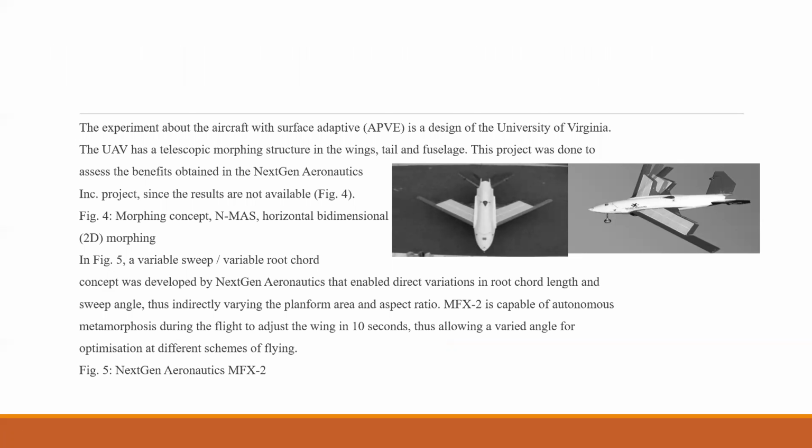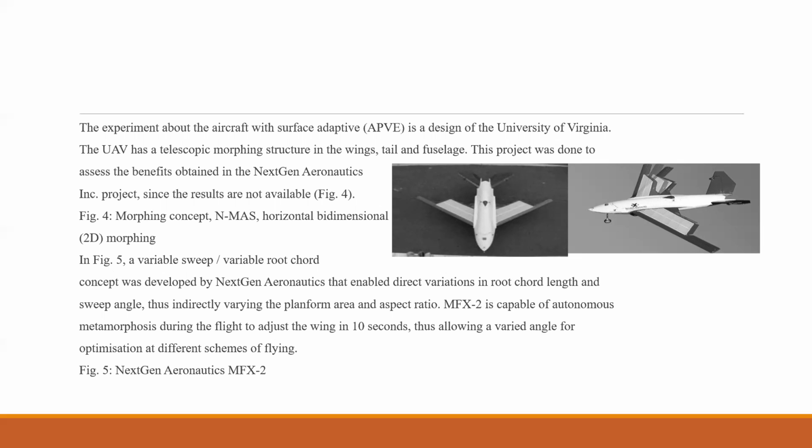And the experiment about the aircraft with surface adaptive UAV is a design of a university in Virginia. The UAV has a telescopic morphing structure in the wing, tail, and fuselage. The project was done to assess the benefits obtained in the next gen aeronautics.